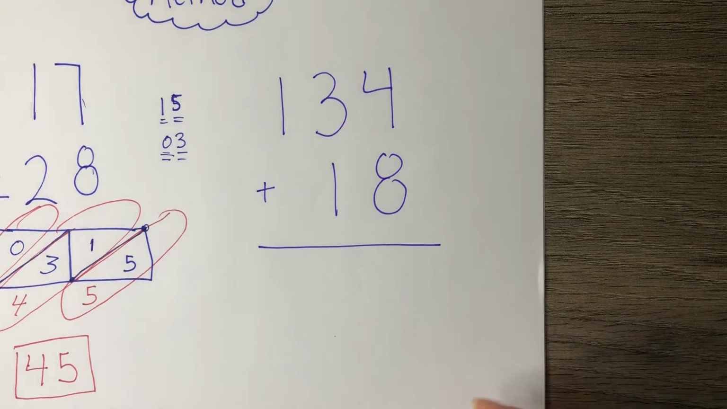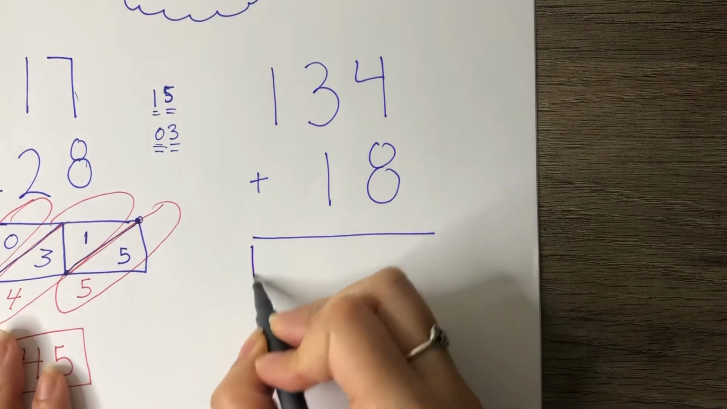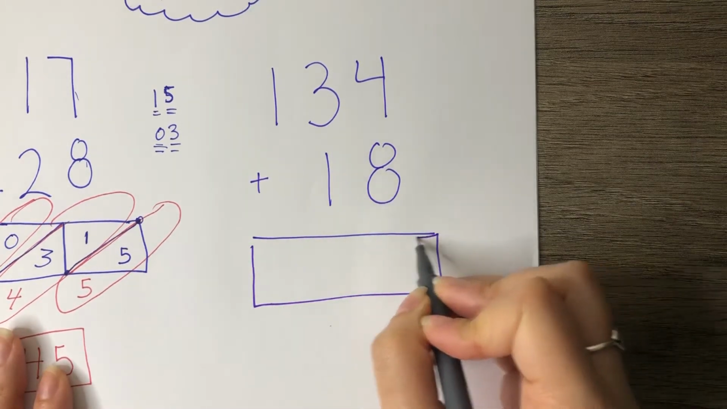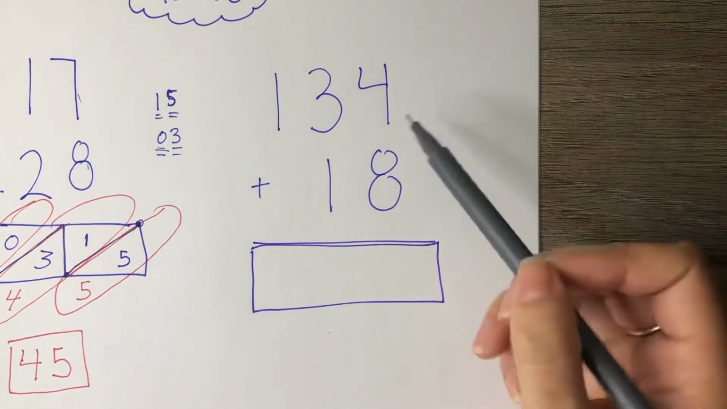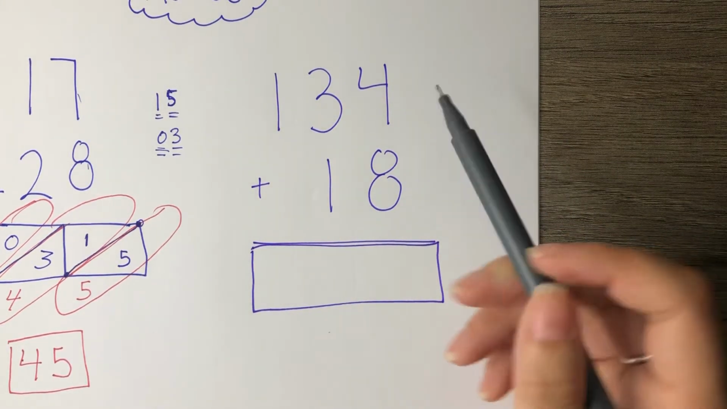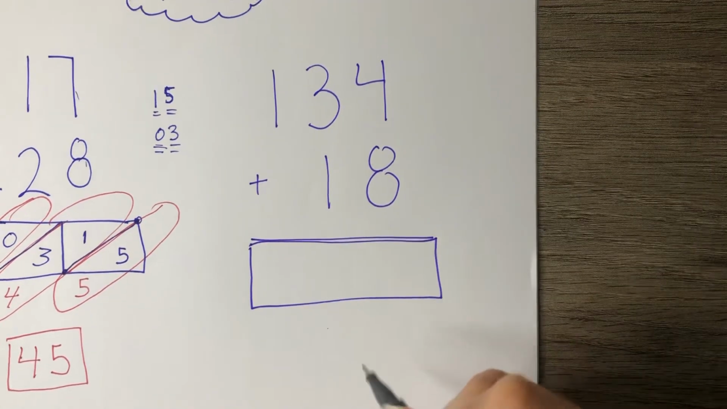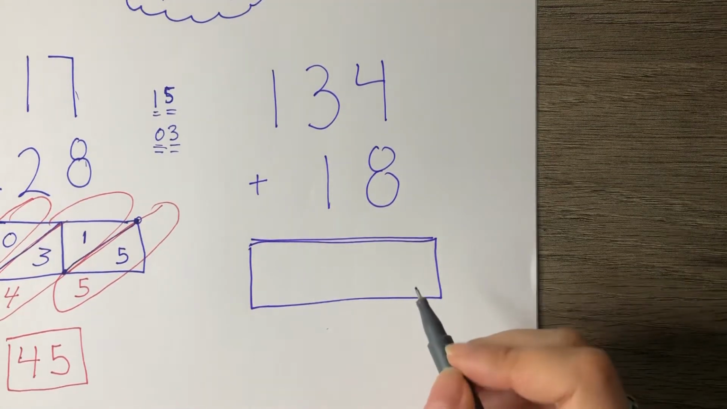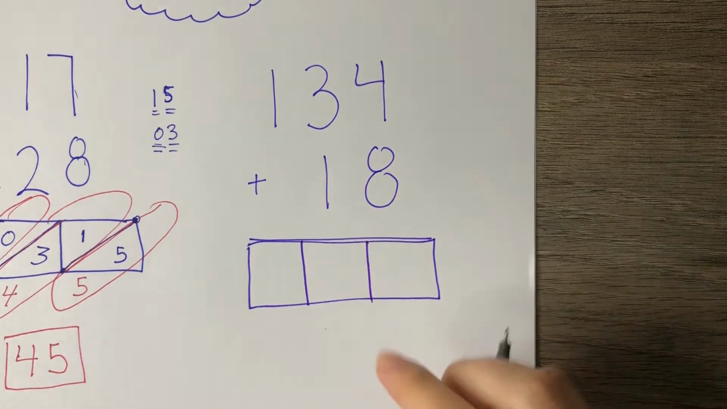We look at our biggest number, right? And see how many digits it has. That's going to help us split up our rectangle into however many boxes we need. So our biggest number is 134, and it has how many digits? 3 digits. So we're going to split up our rectangle into 3 boxes. 1, 2, 3.